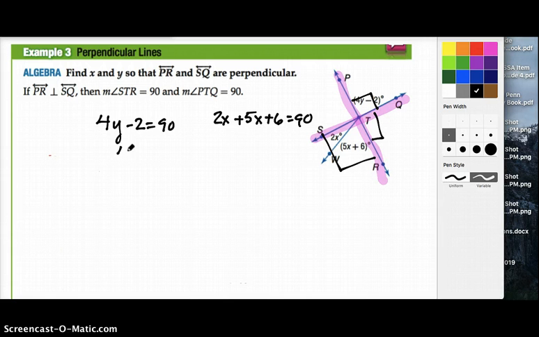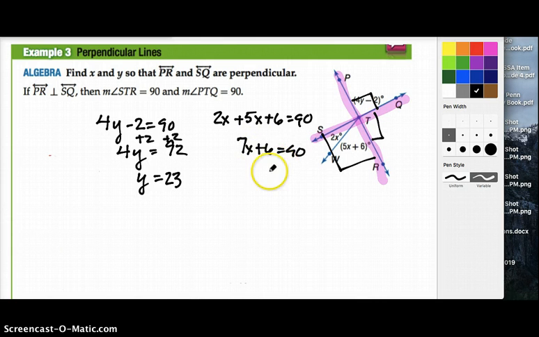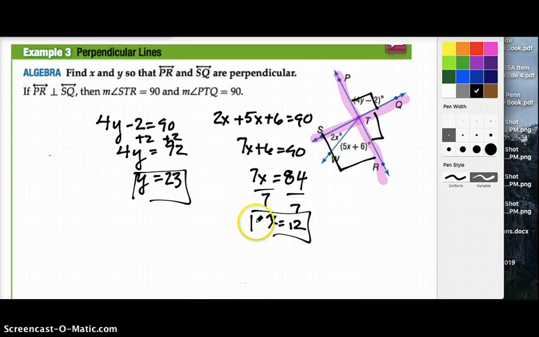And just showing off a little bit of our algebra skills, we can see that we would add 2 to both sides. We can see that our answer for y would be 23. And with a bit of algebraic manipulation over here, 2x and 5x gives me 7x, plus 6 gives me 90, subtract 6 on both sides. I get that 7x is equal to 84, and I think if I remember correctly, x must be equal to 12. So y equals 23 and x is equal to 12.